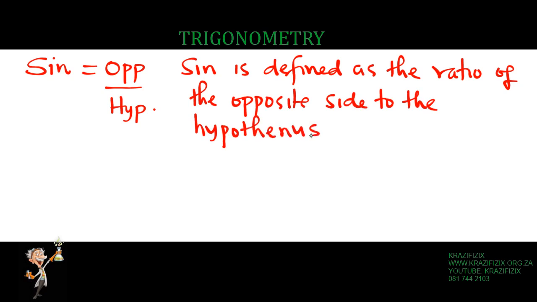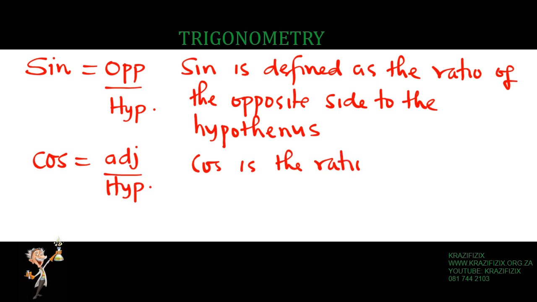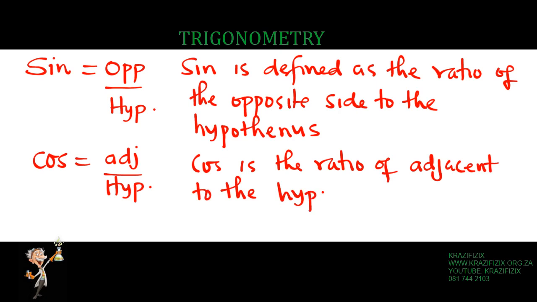I'm going to give you a short form of how to remember. Cos is adjacent over hypotenuse. So cos is the ratio of the adjacent side to the hypotenuse. That is cos, adjacent to the hypotenuse.